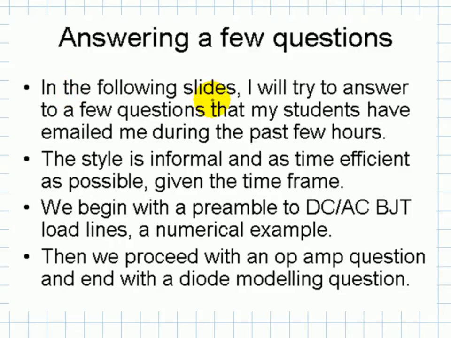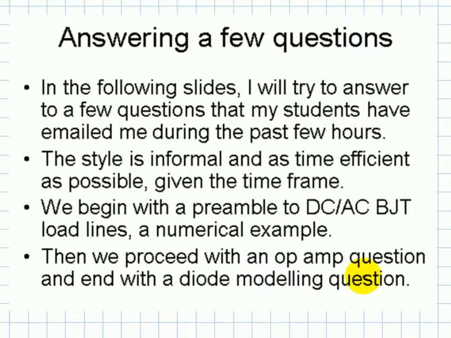In the following slides, I'll try to answer a few questions that my students have been emailing me during the past few hours. The style is very informal and as time efficient as possible. We begin with a preamble to BJT load lines problems both in DC and in AC. Then we move on to an op-amp question and finally a diode modeling question.